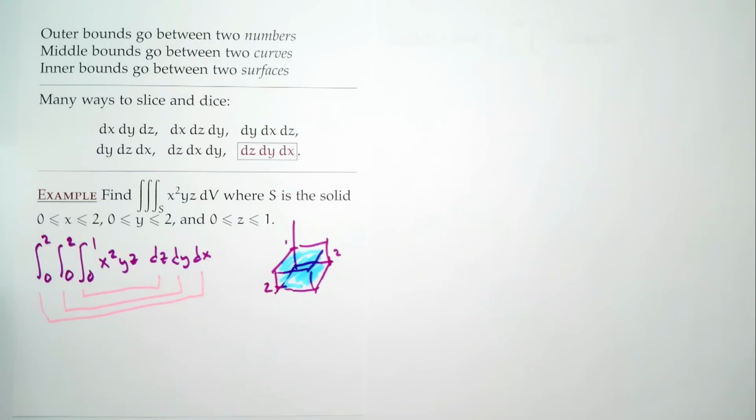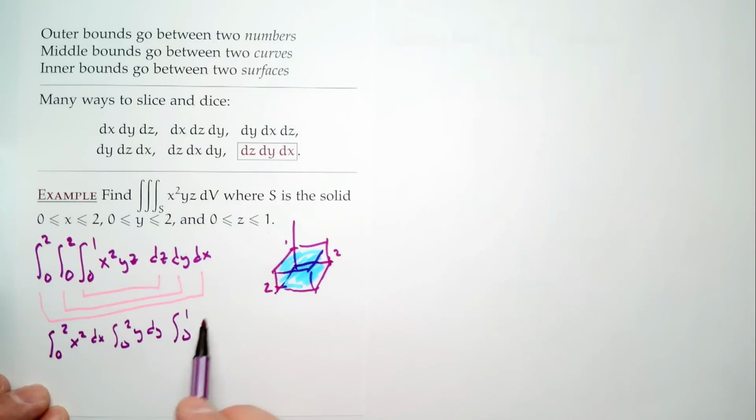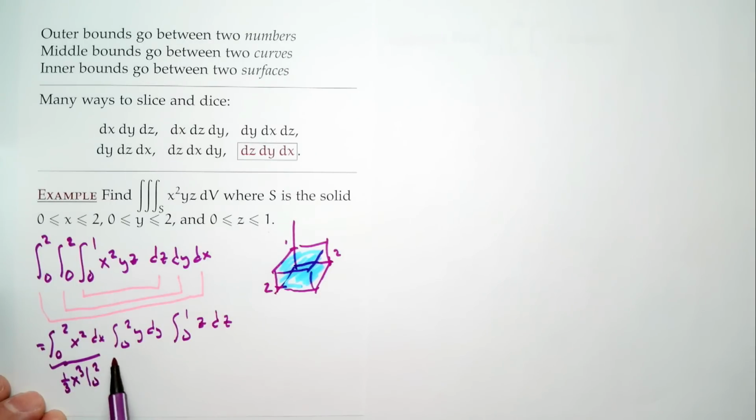So in the interest of speeding up our discussion here, because there's a lot of fun stuff coming, I can say, look, this will separate into the integral from 0 to 2 of x squared dx, the integral from 0 to 2 of y dy, and the integral from 0 to 1 of z dz. The first integral, well, 1/3 x cubed from 0 to 2. The second, 1/2 y squared, 0 to 2. And the last one is 1/2 z squared from 0 to 1.